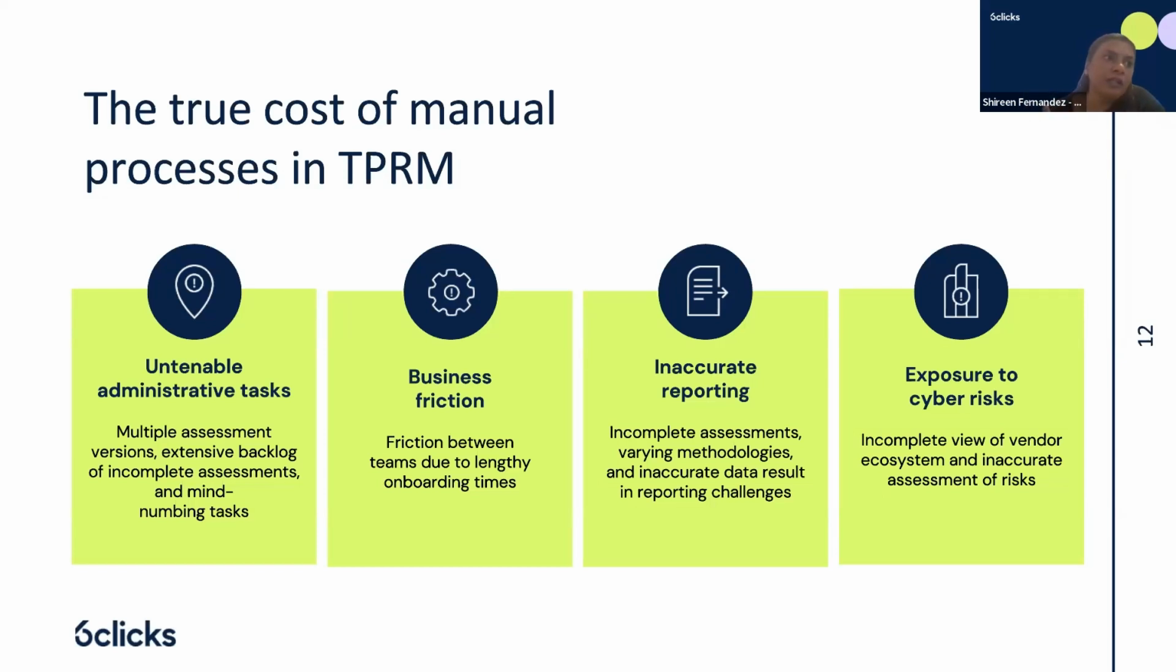Because there's an increasing level of admin. You got multiple assessments for different tiers of vendors. You got a backlog of assessments, and often this involves chasing up vendors, which are all mind-numbing tasks. You have business friction between your teams, especially your sales teams, because they cannot move forward unless your compliance teams complete the assessment. So we're seeing an increasing amount of friction among teams. And if you don't have a clear way of extracting the data, that's going to likely result in inaccurate reporting and increased exposure to your cyber risk.